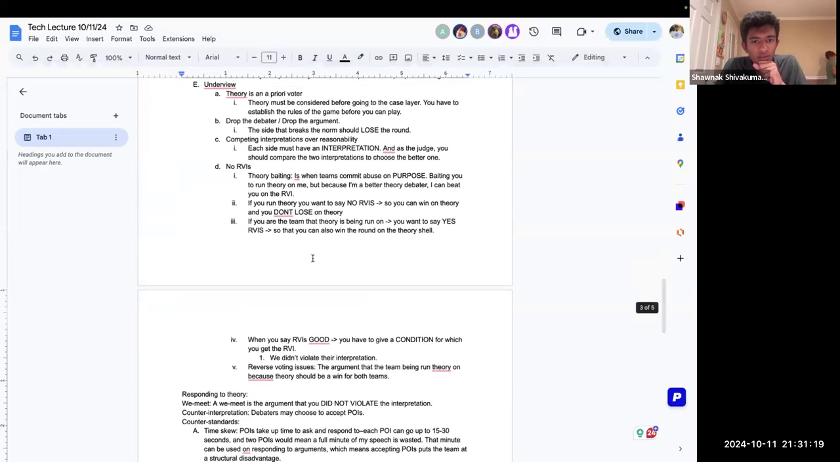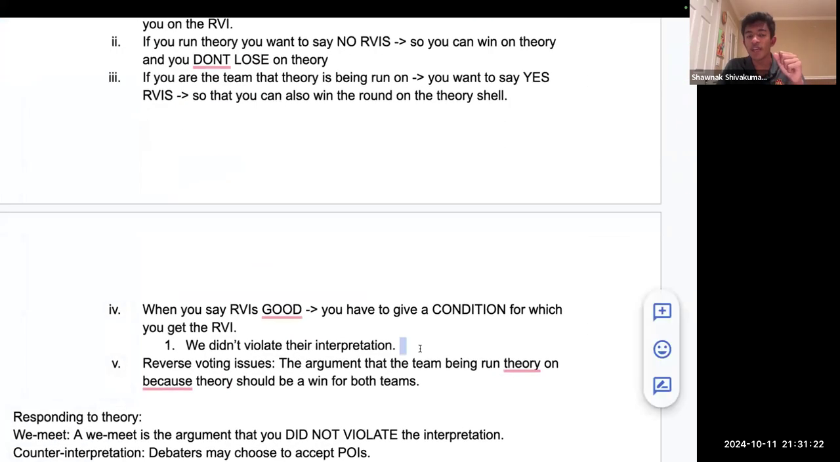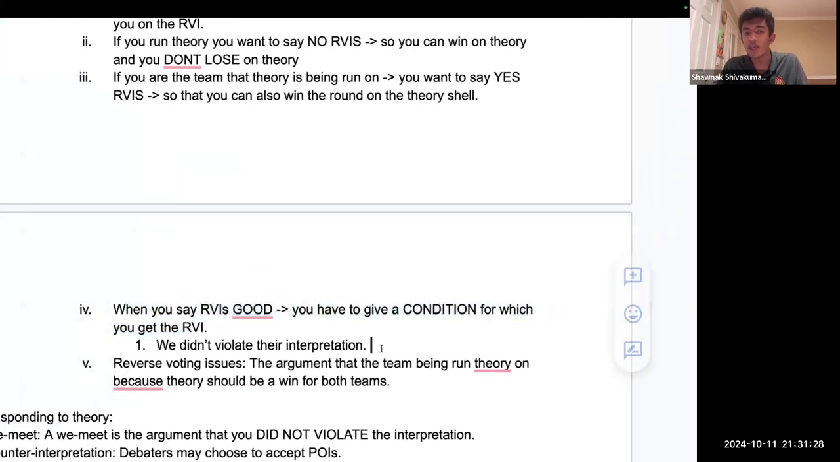What else? Oh, I was talking about conditions for RVIs. So conditions for which you meet the RVI. When you say RVI is good, you have to give a condition for which you get the RVI. We didn't violate the interpretation, which is known as the... Someone say it.